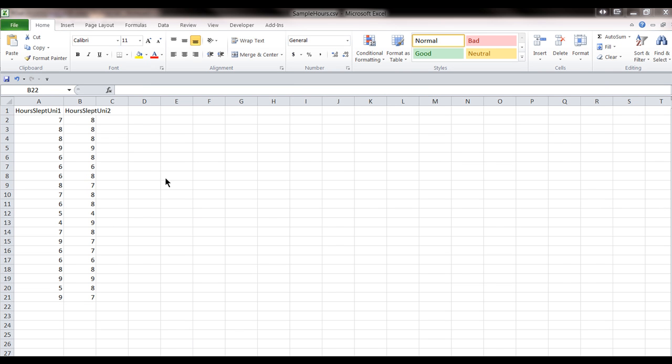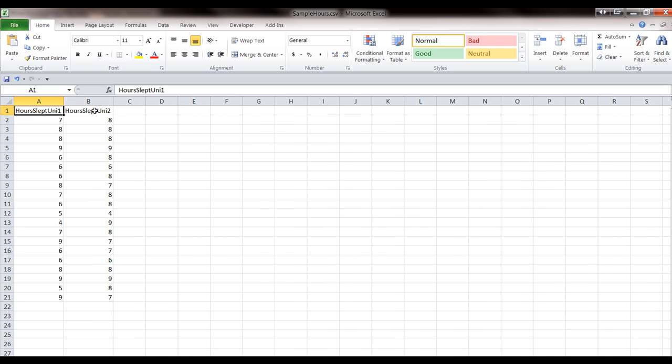So let's go back to the hours slept example. And suppose we have data from two different universities, University 1 and University 2, and we want to decide whether the sleeping habits are different at the two universities based on our small samples of each of size 20. Okay, so that's the kind of test we want to do here.